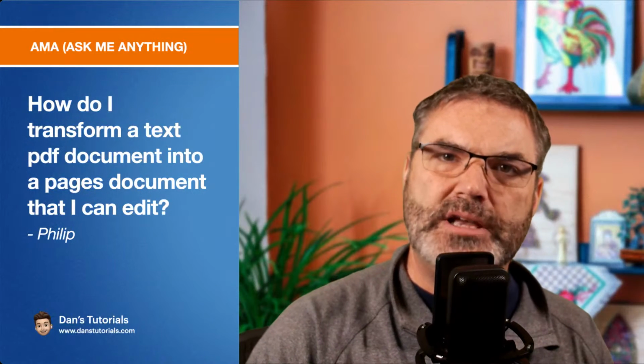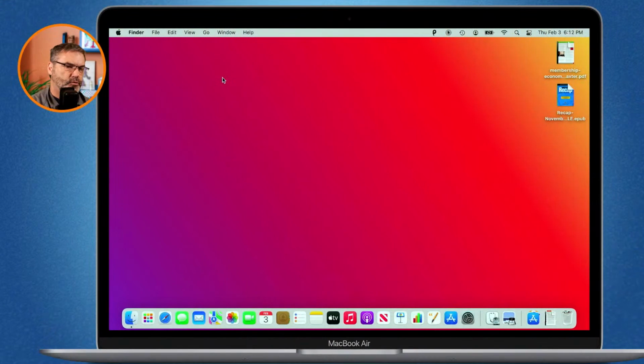The way that I do it is through the web. It's all web-based. So we're going to go to my Mac here. If we look, you're going to see I have a PDF here. This is something that I downloaded. What I would like to do is open this up in Pages. Well, Pages can open up a Word document. So basically what we have to do is convert this PDF into a Word document.